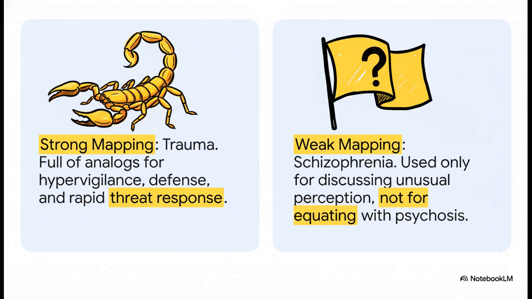On one side, you have trauma disorders. The source material says this is one of the strongest categories. And it makes sense, right? The animal kingdom is just packed with examples of hypervigilance, defensive activation, threat response. Think of a startled deer.